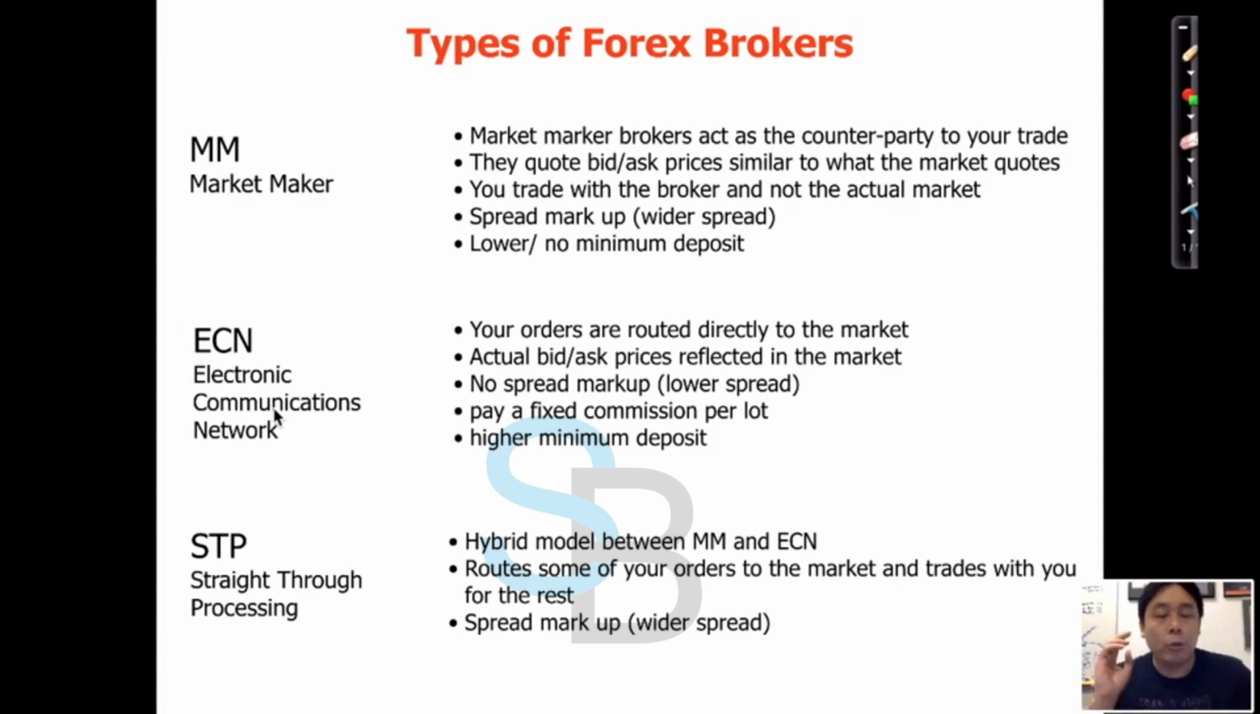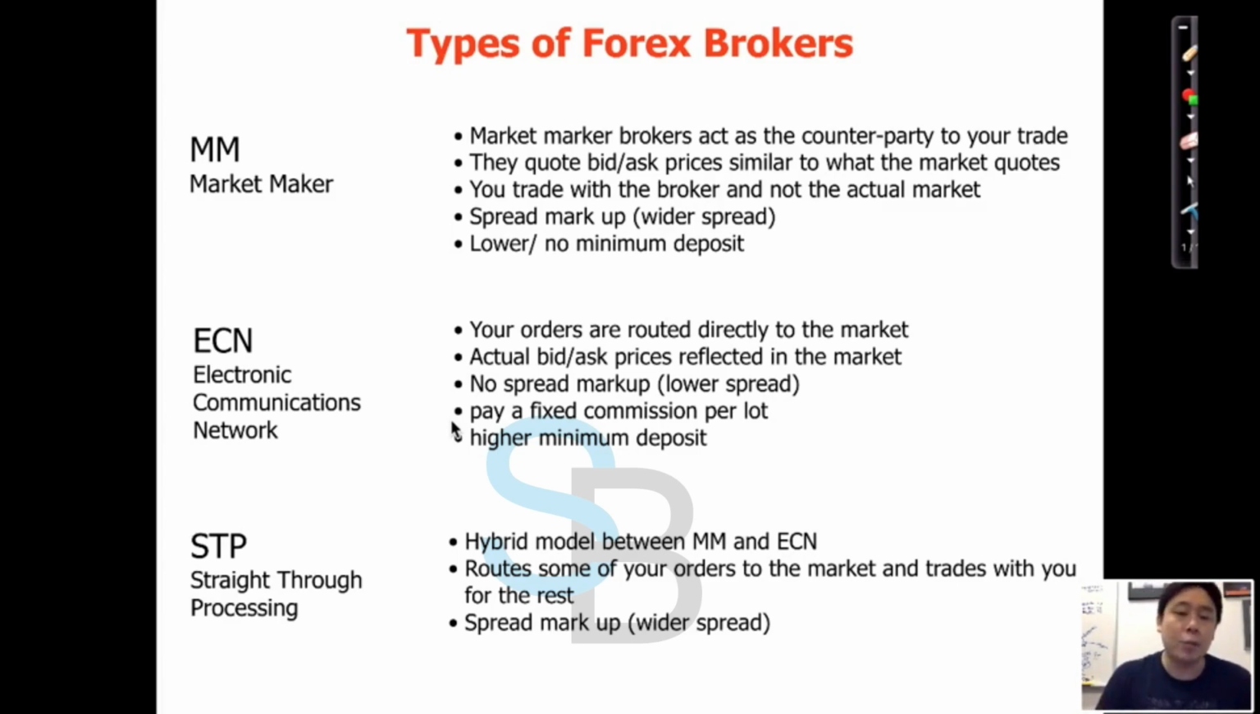So the next type of brokers you have will be ECN brokers or electronic communications network brokers. So with these brokers, when you place an order, your order is routed directly to the market itself. In other words, you're not trading with the broker, you're trading with the market. And the bid and ask prices that you see are reflective of the actual market. They are not quoted by the broker. And for ECN brokers, they do not mark up on the spread. So as a result, the spread is a lot lower, like 0.5 pip spread or 1 pip spread.